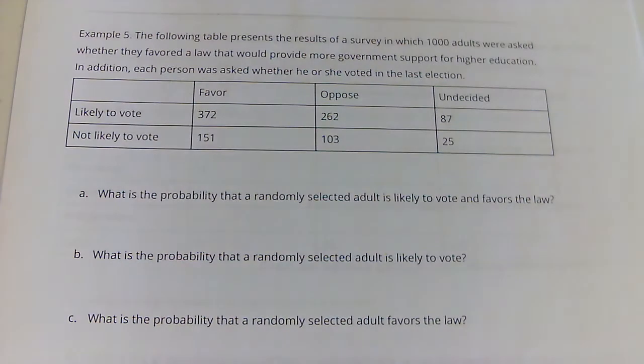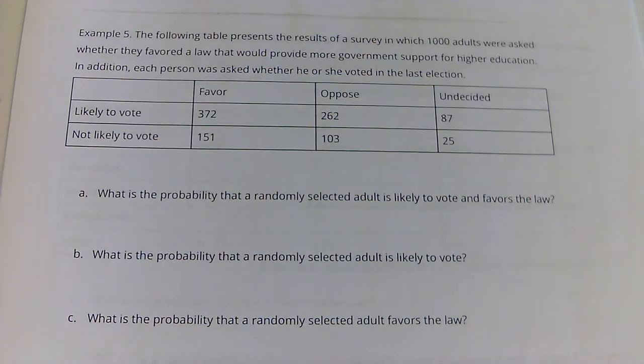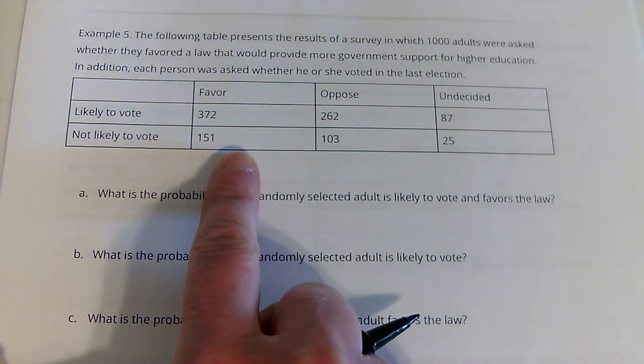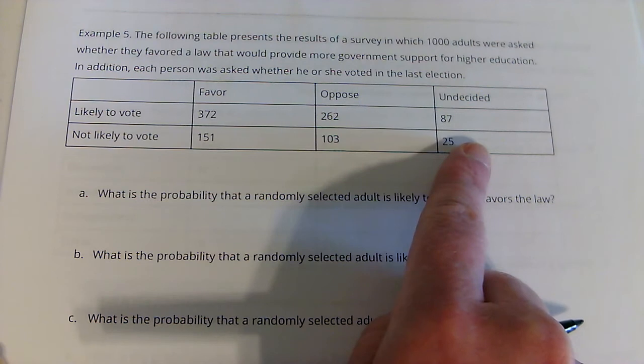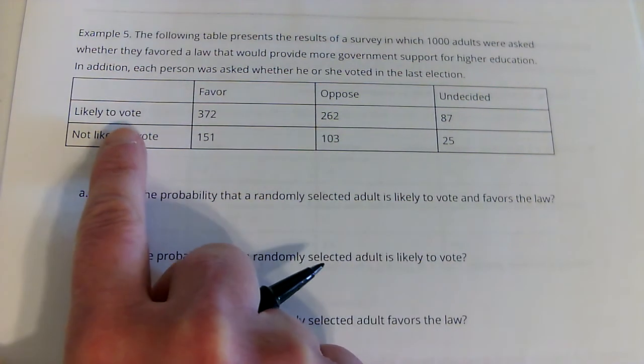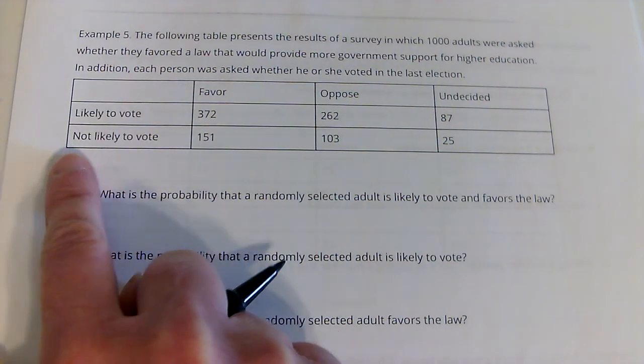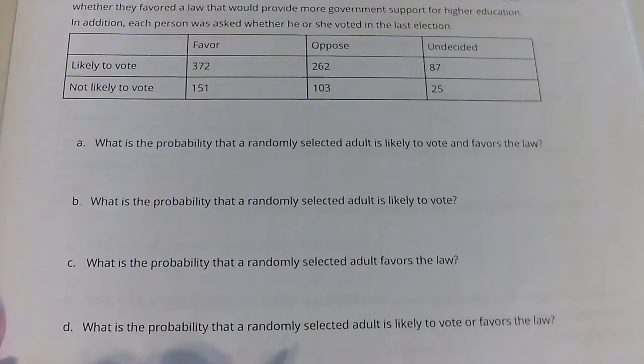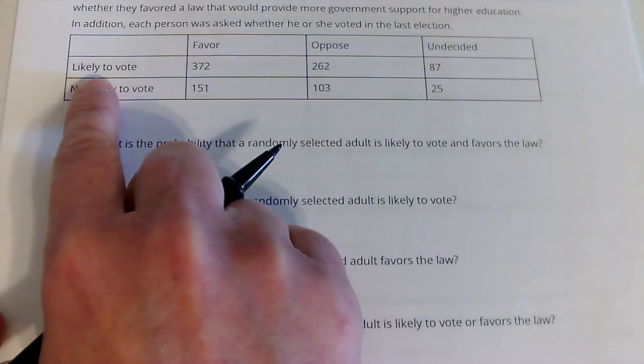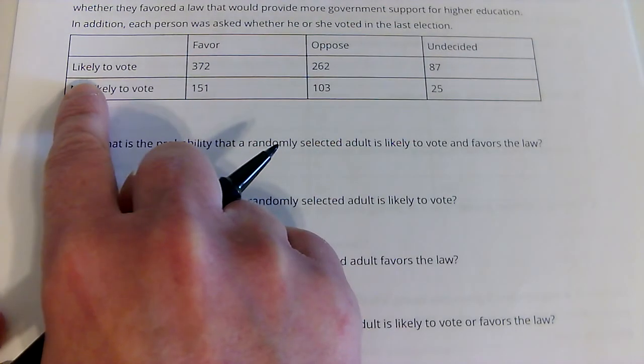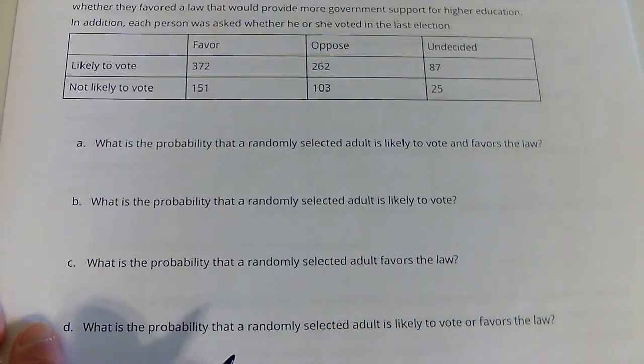The following table presents the results of a survey in which 1,000 adults were asked whether they favored a law that would provide more government support for higher education. In addition, each person was asked whether he or she voted in the last election. So these were the people in favor of the law, opposed, or undecided, and the people likely to vote in the last election and not likely to vote. If they voted in the last election, they considered them likely to vote. If they didn't vote in the last election, they were not likely to vote.